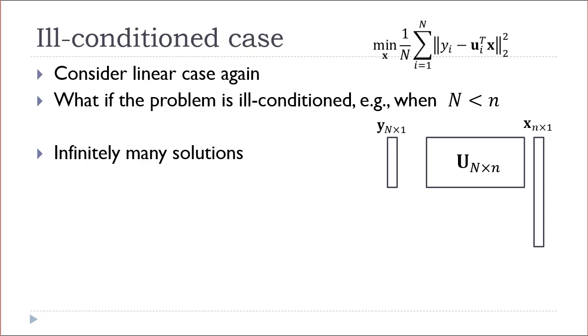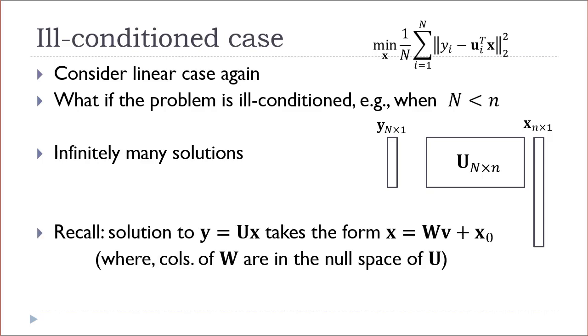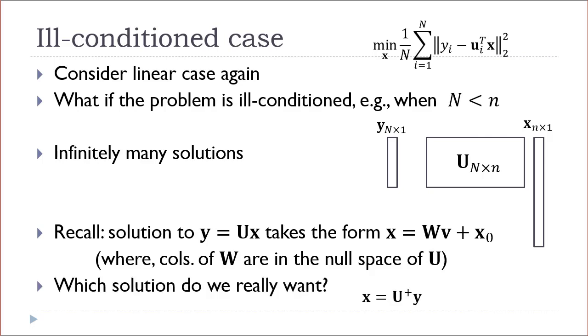In fact, you may recall that the solution to y equal to Ux takes the form x equal to Wv plus x naught, where the columns of W are in the null space of U. In other words, the set of solutions is an affine set. Recall that one of the solutions is given by the pseudo inverse of U times y. Now the fact that there are infinite number of solutions is not an issue mathematically, but from a practitioner's perspective it raises the question as to which of these infinite solutions do we really want for our application.